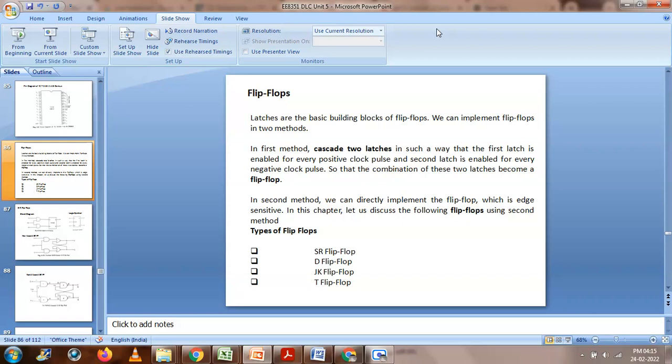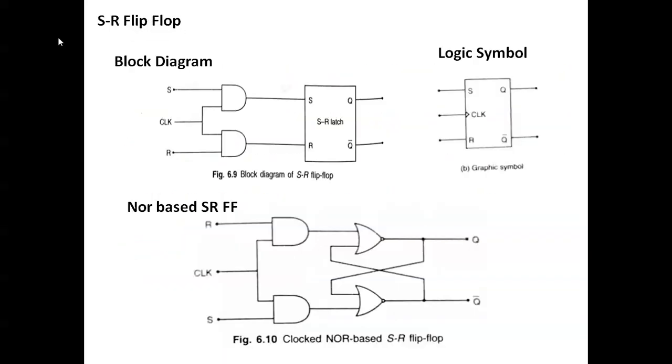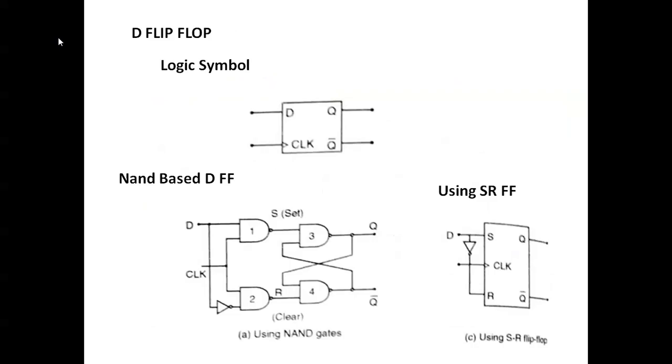So flip flop, we know that it's a one-bit storage device with a control circuit clock, and there are four types of flip flop: SR flip flop, D flip flop, JK flip flop, and toggle T flip flop. So SR flip flop is a set and reset flip flop. So this is the basic block diagram for the SR flip flop. Even we are using a NAND-based SR flip flop. That's also shown here, and then the waveform.